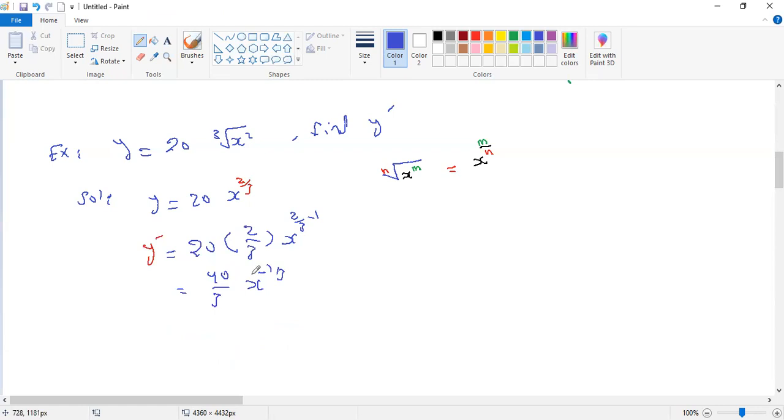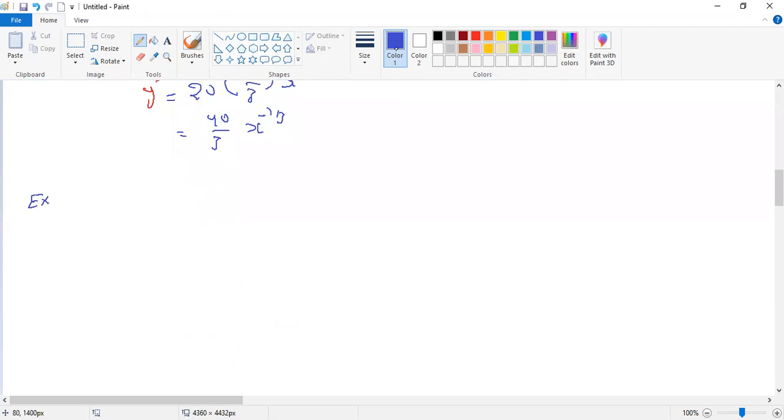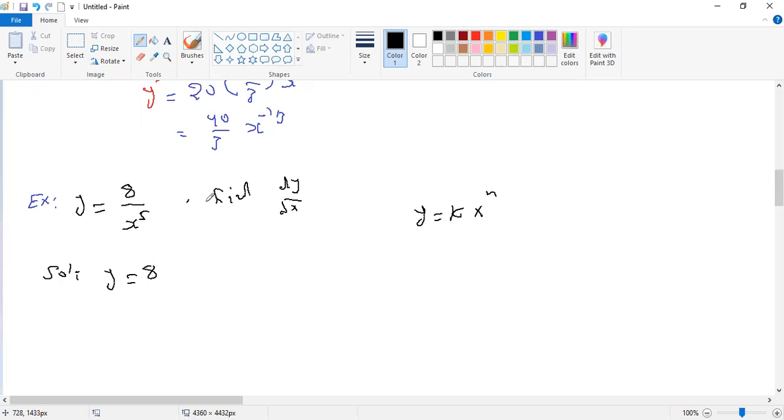Okay, then another example. Assume we have y equal to 8 over x to the 5. To find dy/dx, or y prime, or even f prime. Now, solution. We said the rule is y equals k x to the n. But what is the k here? K is 8. 8 times x, but this is over x.